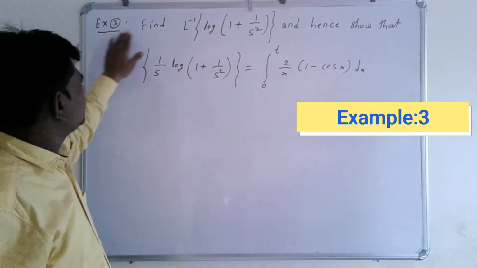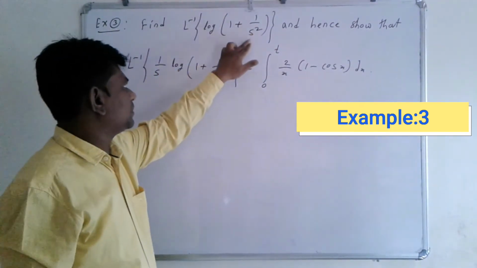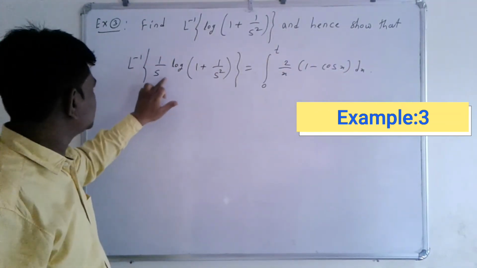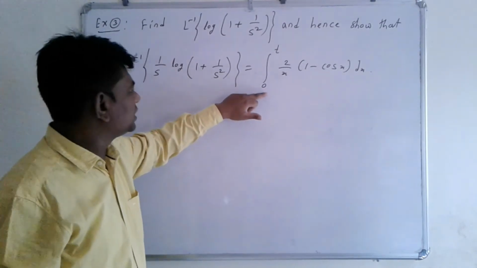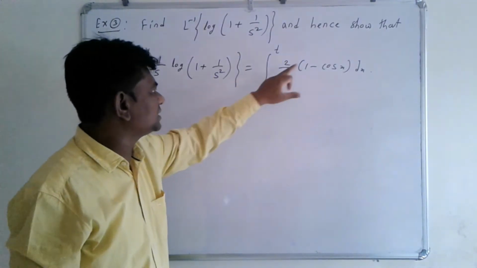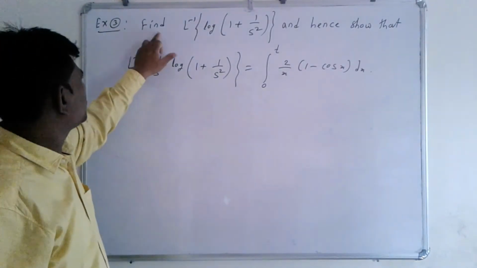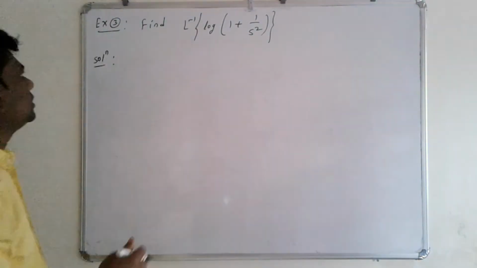Now example 3: find inverse Laplace transform of log of 1 plus 1 by s square, and hence show that inverse of 1 by s log of 1 plus 1 by s square is equal to integration 0 to t, 2 by x times 1 minus cos x dx. Now first we find inverse of log of 1 plus 1 by s square.